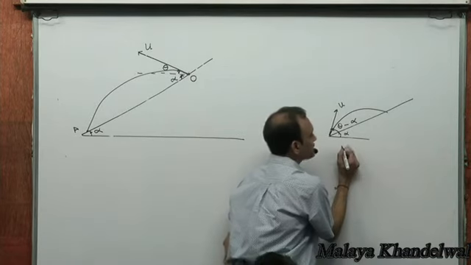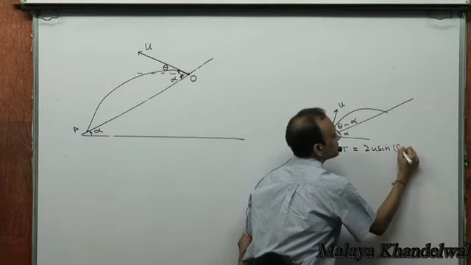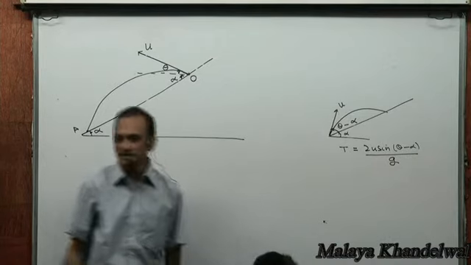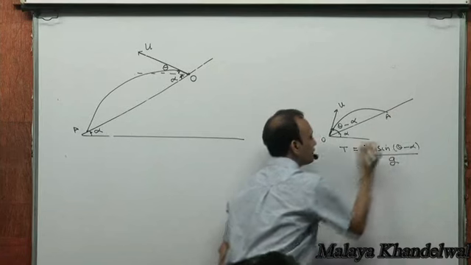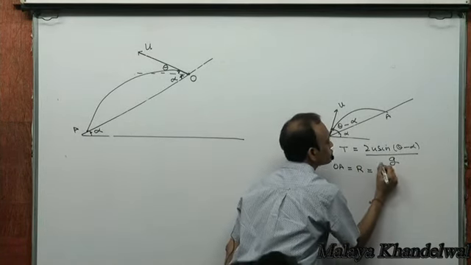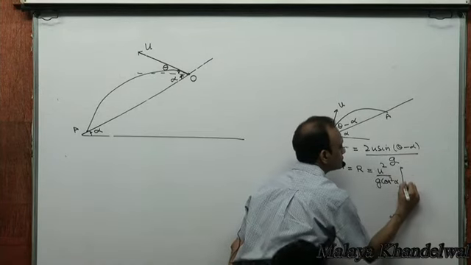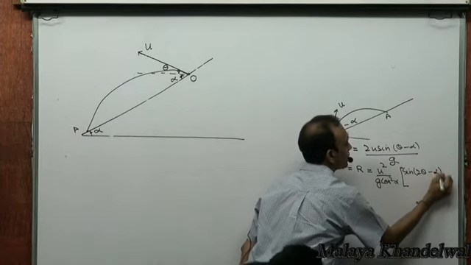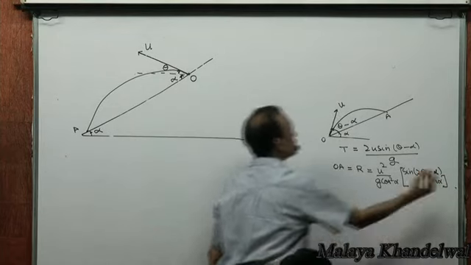And the time of flight I got was 2u sine theta minus alpha by g. This is what I got as the time of flight. And the range along the plane, that means my OA, I got as u squared by g cos squared alpha, sine 2 theta minus alpha minus sine alpha. Yes or no? This was my range along the plane.